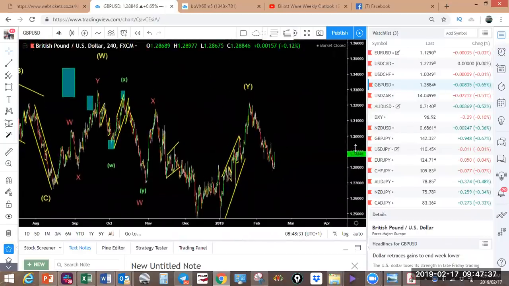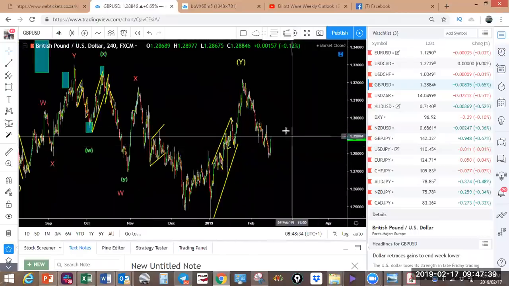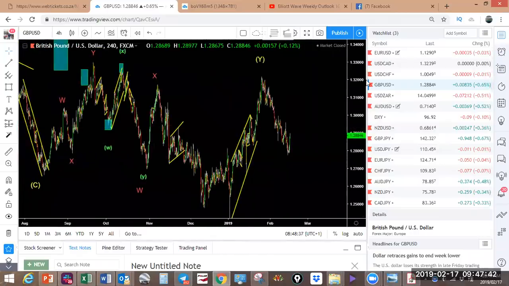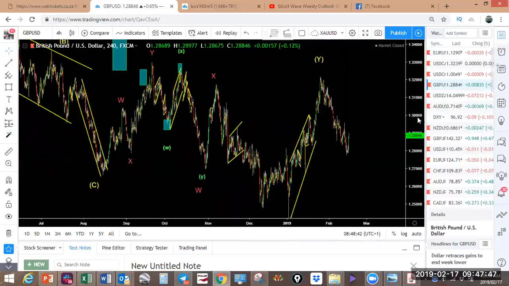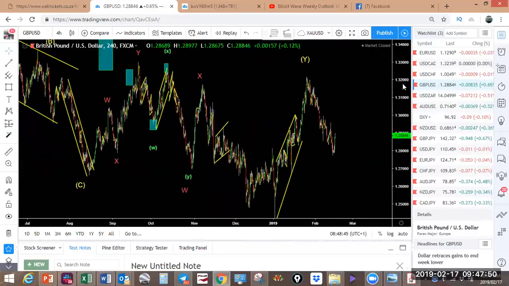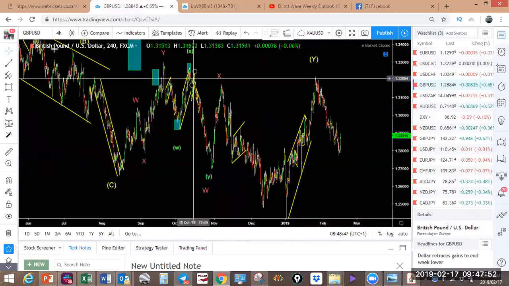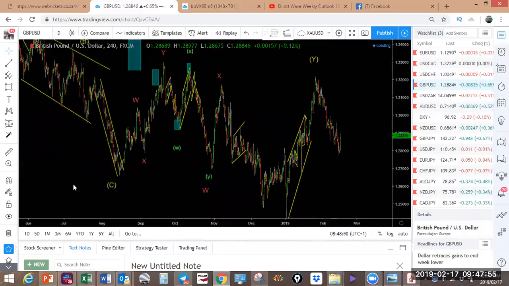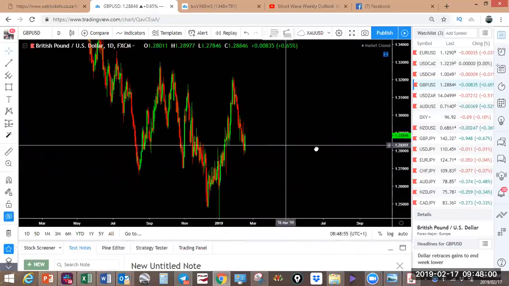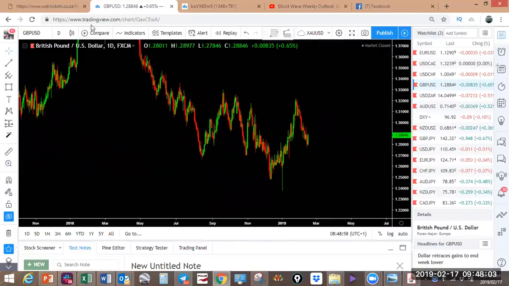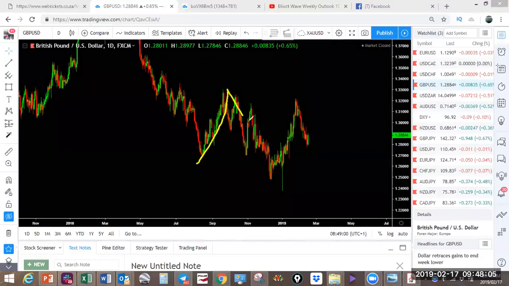Let's look at this one here. So this is the structure that we're looking at. Let me do this so we can have more space here. As long as I can see the pair. Okay, so maybe let me go to the daily. It will be clearer. And switch off all of this so you can see. Now, the structure that we were looking at on pound was that this was going to be a running flat like that, then drop. Okay, but the question is whether that running flat is completed or not.